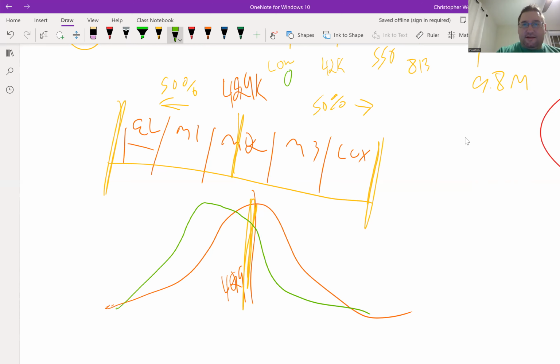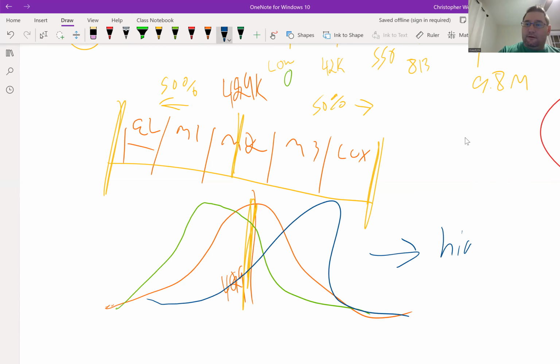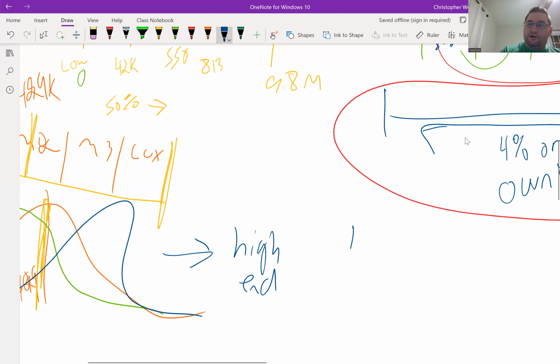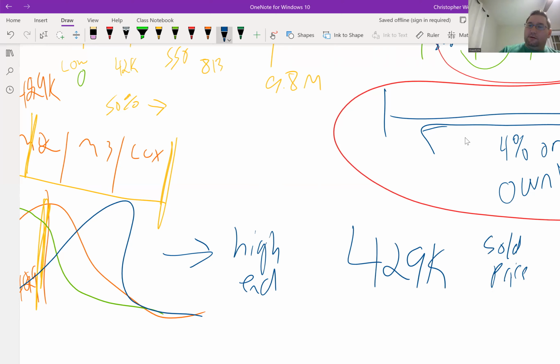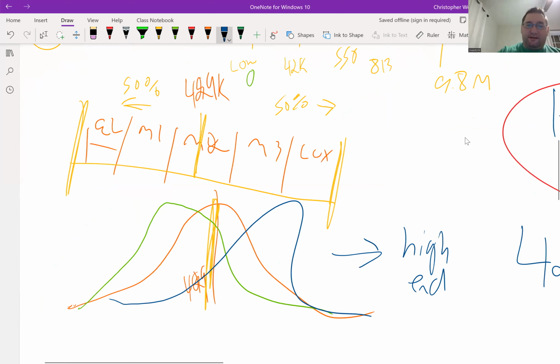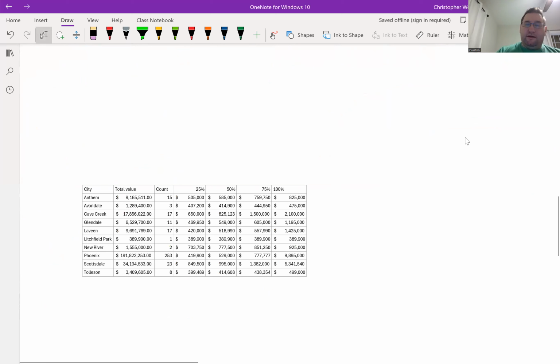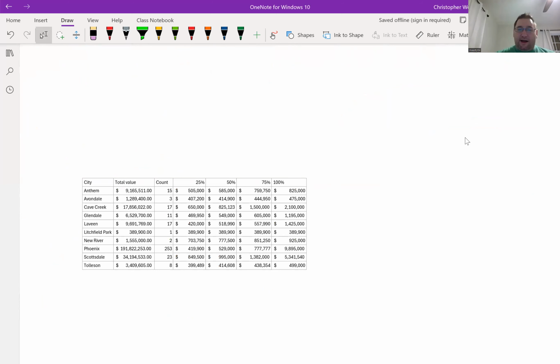Now my anticipation, and I haven't drawn the graph out yet, is that it's more like this. It's a little skewed to the high end. And if it's skewed to the high end, and we know that 429K is the sold price, what will happen? Listings will sit. All right, let's take a look. So what I did here is, after I got all of the data, I said, let's break it up by the city that it says in Redfin, and let's take a look.